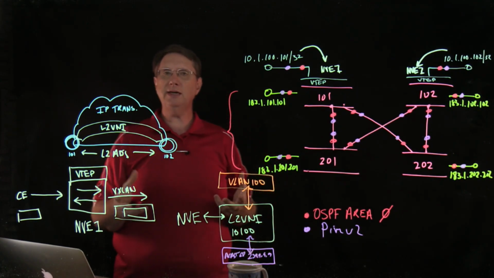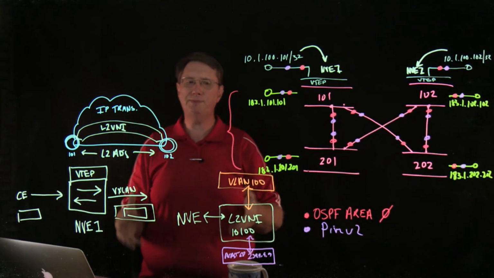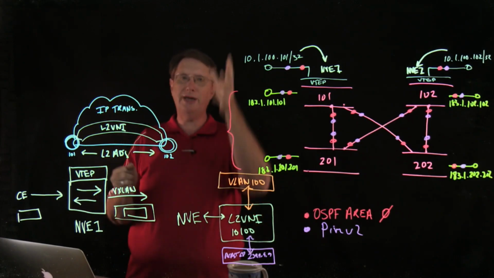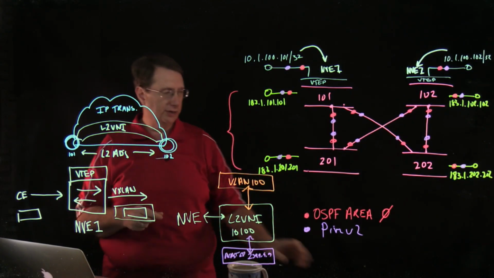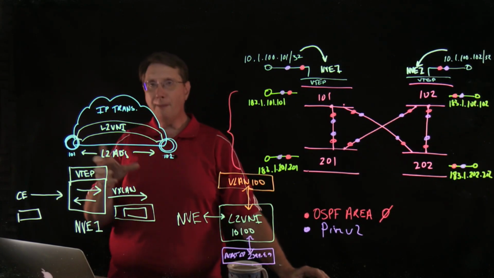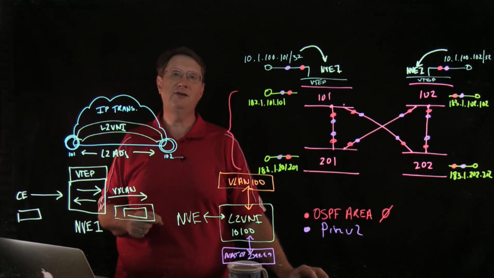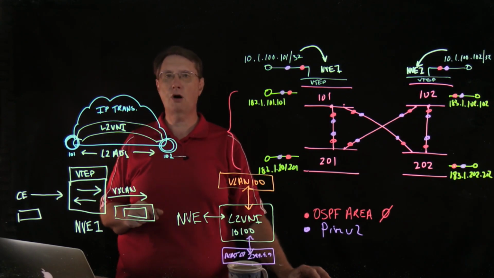And as we start looking at this, it all really makes sense, because what we do on one side of the equation, we will do on the other side of the equation. And this is the way that we create functional, operable layer 2 VNI configurations using flood and learn architecture.